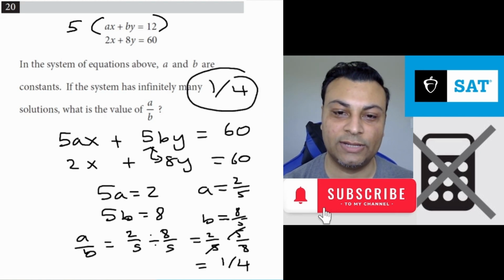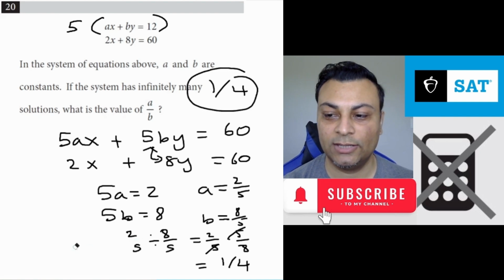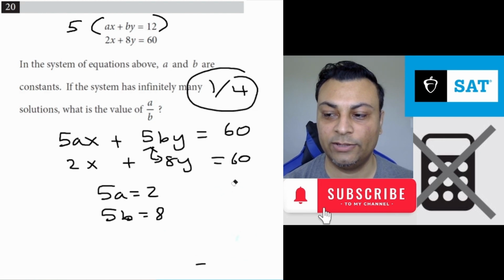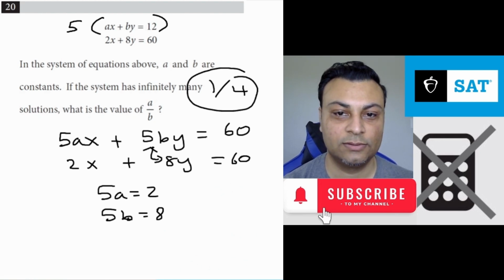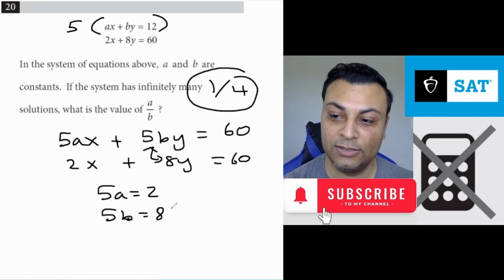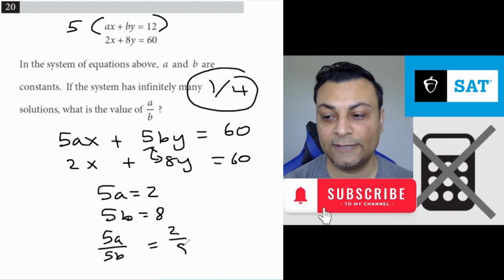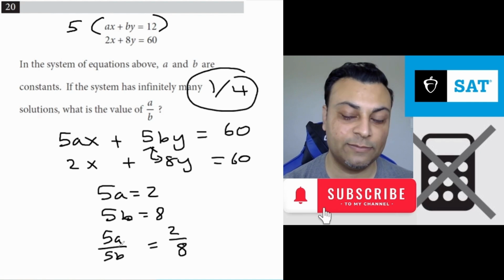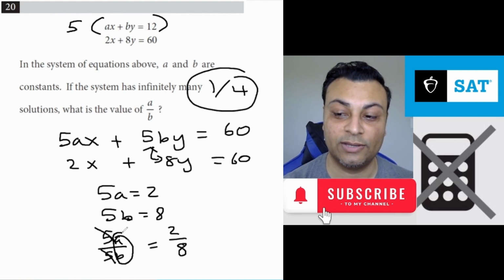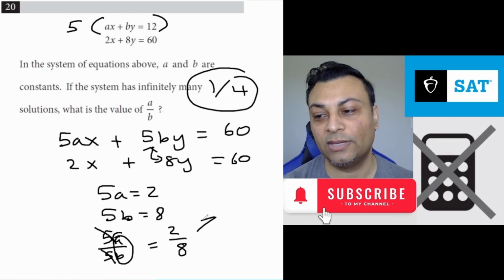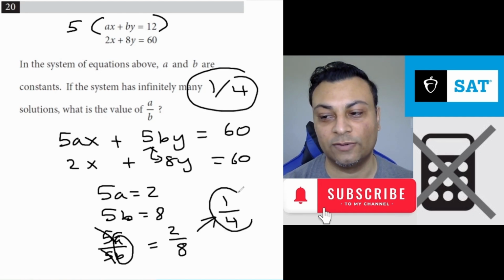And another way you could do that is to say, okay, now that we have 5a here, and 5b here, we could just divide them right now. 5a divided by 5b, well, 5a is 2, and 5b is 8. And 5a divided by 5b is simply a over b. It reduces to a over b. And that's 2/8, which happens to be 1/4. So the answer is 1/4.